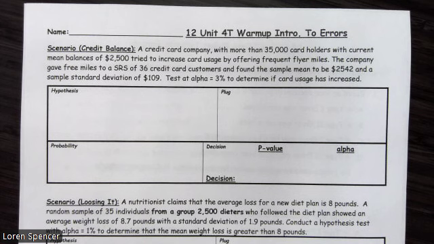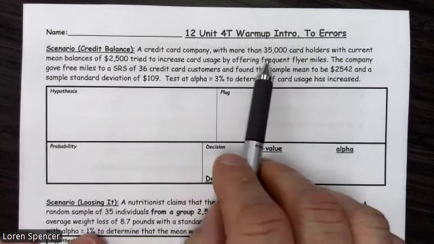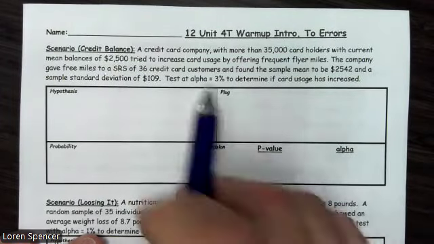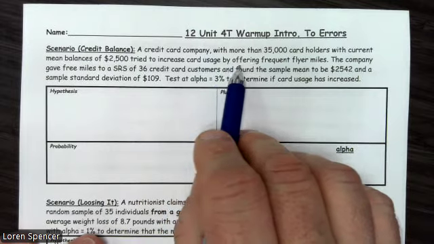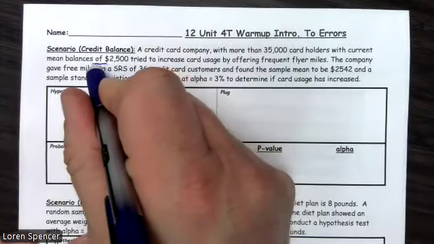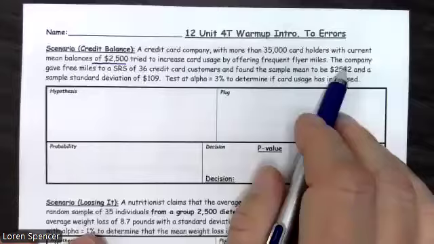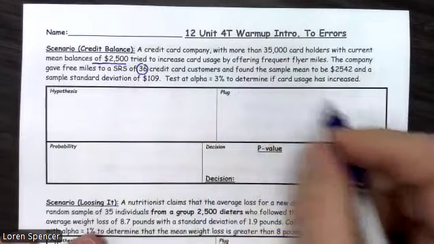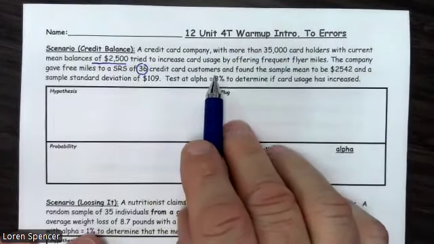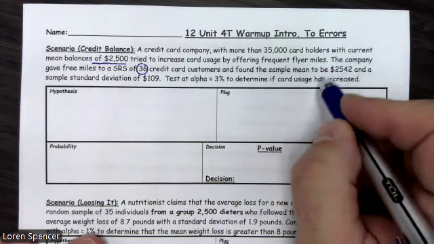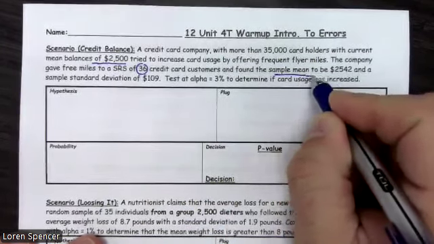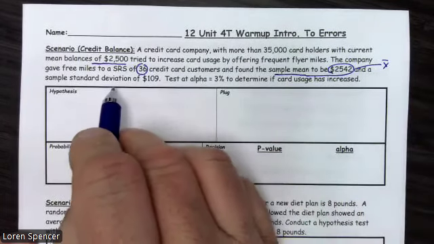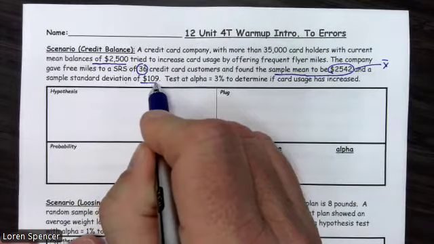So, in the warm up, the first question is a credit card company with more than 35,000 cardholders with current mean balance of 2,500 tried to increase card usage by offering frequent flyer miles. All right, so we have this amount initially. The company gave free miles to a simple random sample of 36. So there's our sample size n is 36. And customers have found the sample mean, our x bar, to be 2542. So there's our x bar with a sample standard deviation of 109.